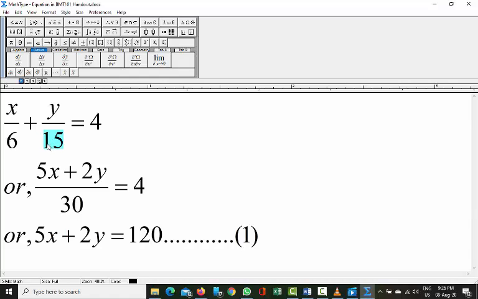If you divide 30 by 6, there will be no remainder. So that means 30 is the LCM, or Loshagu. So if you do this, here we have 6, here we have 30, so we will get 5x plus 15, and here we have 30, so we will get 2 multiplied by y, which is 2y, is equal to 4. If you do cross multiplication, we will have 5x plus 2y is equal to 30 multiplied by 4, which is 120.